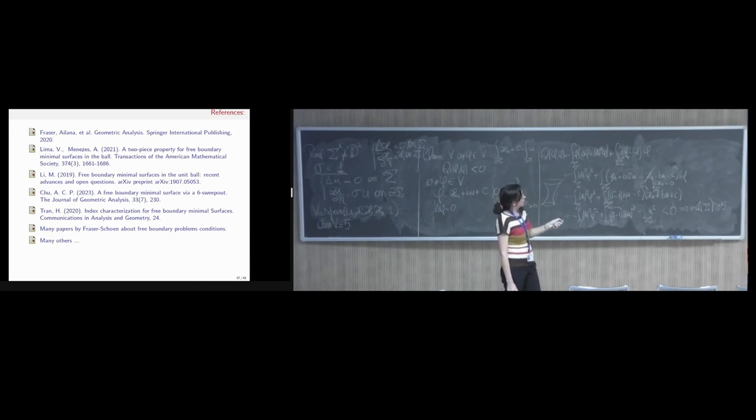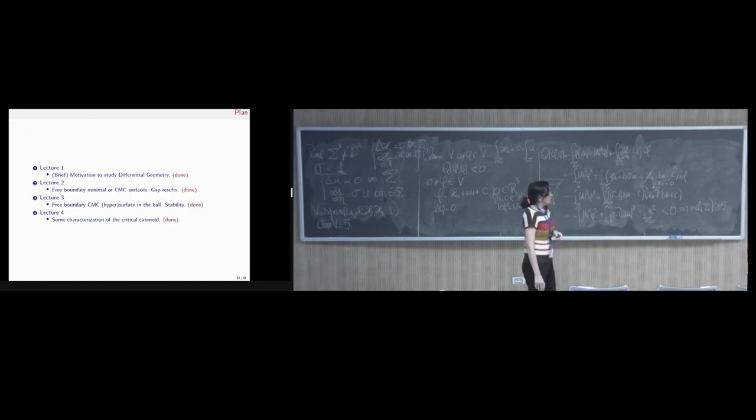This paper here that I show for you, this lecture, the last question, it is by Shu, right? And I used many papers of Fraser and Schoen. I don't put them here because there are many papers. But you can see in this book here all the references that I use, right?